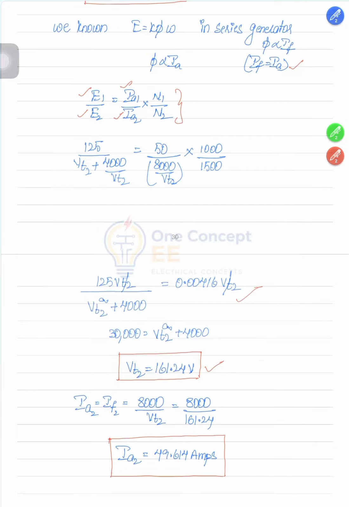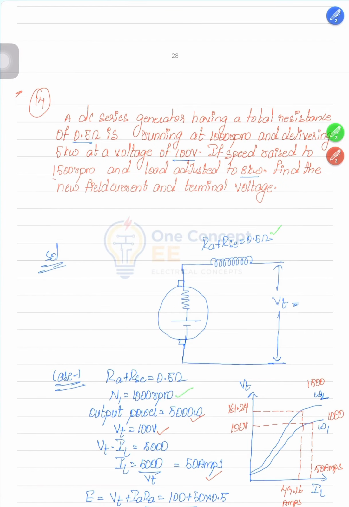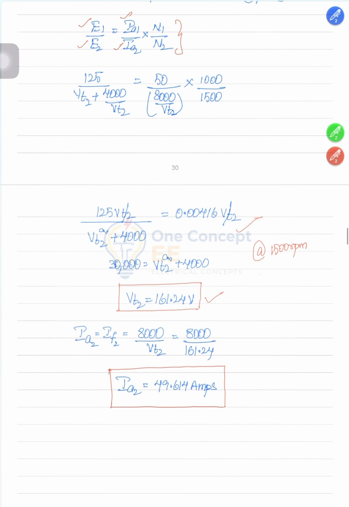This means if you run the machine at the speed of 1500 rpm and the load is adjusted to 8 kilowatt, the terminal voltage will be 161.24 volts. Similarly, we already know IL equals 8000 by Vt2. By substituting this, I get an armature current of 49.614 amps.